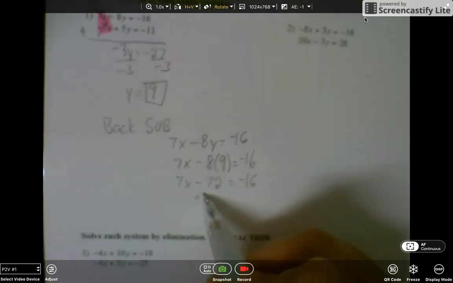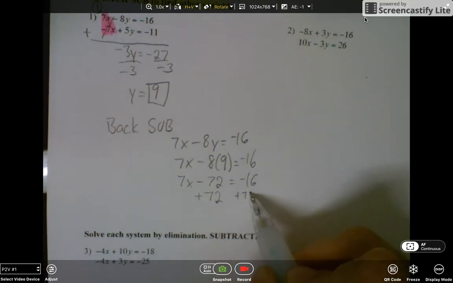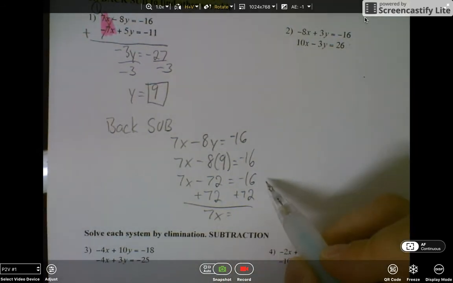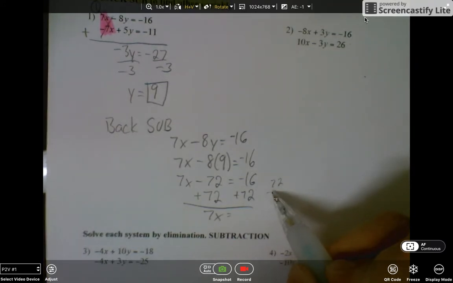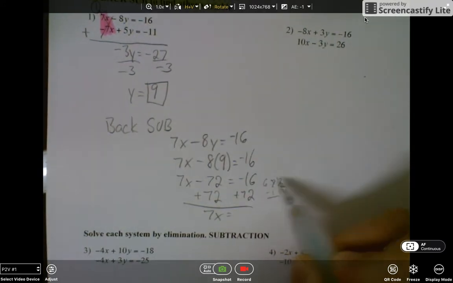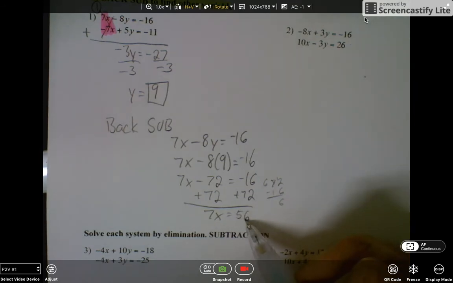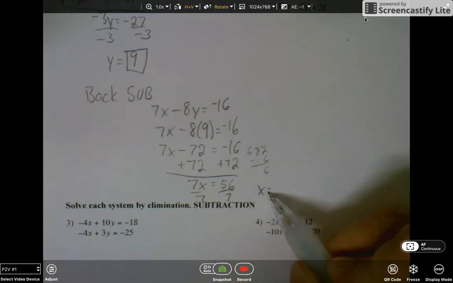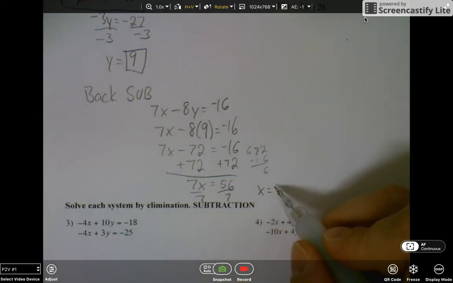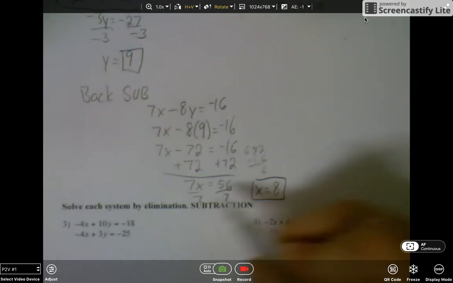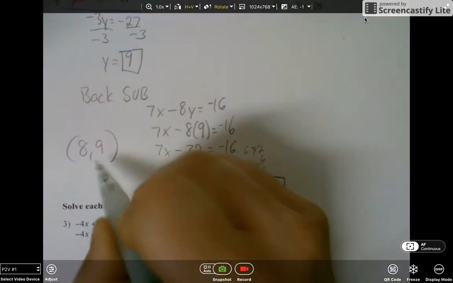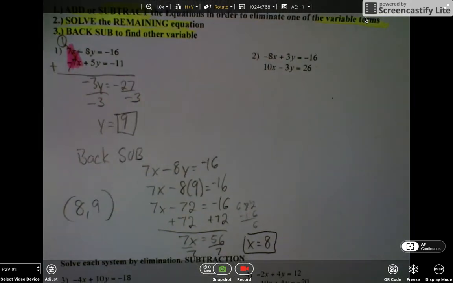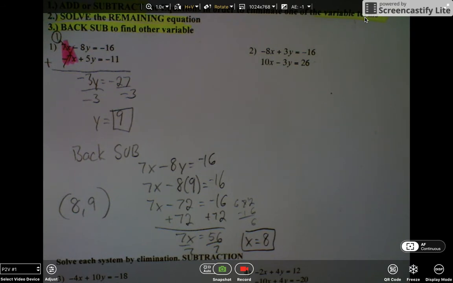So now I add 72 to both sides, and I'm left with 7x is equal to 72 minus 16 is 56, and that's positive. So I divide each side by 7, and I'm left with x equals 8. So my solution is 8, 9. At this time, I'm going to pause the video and ask that you try number 2.